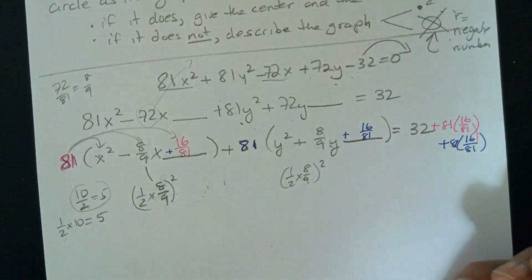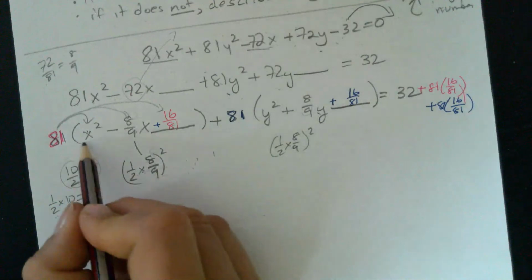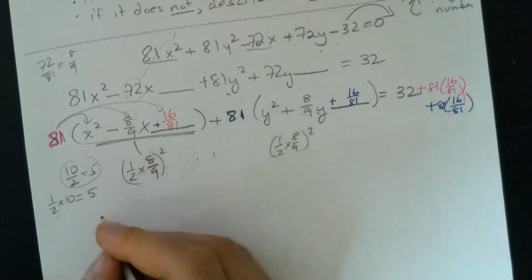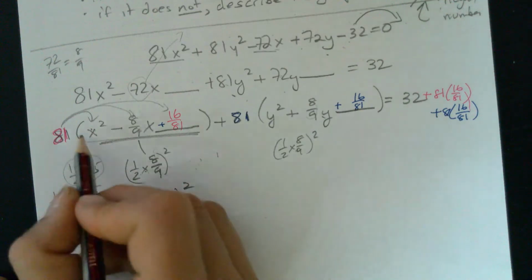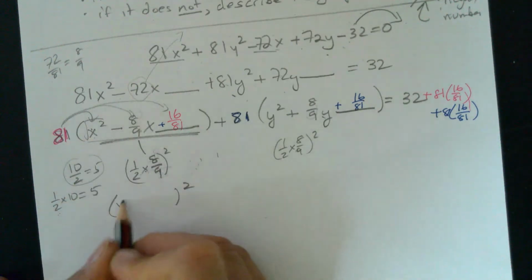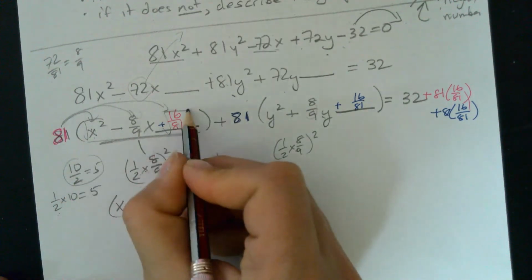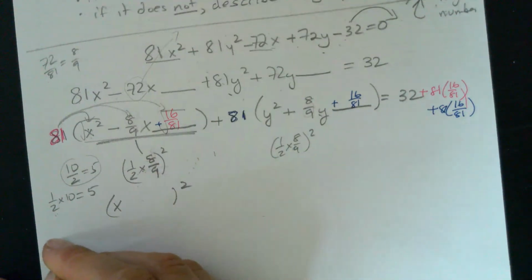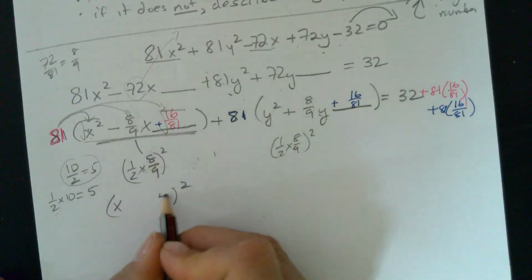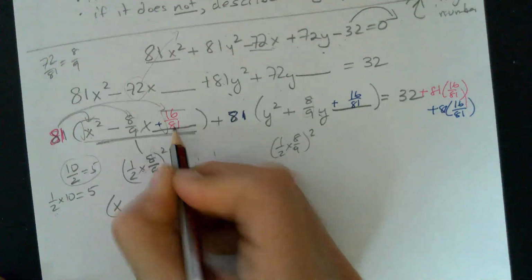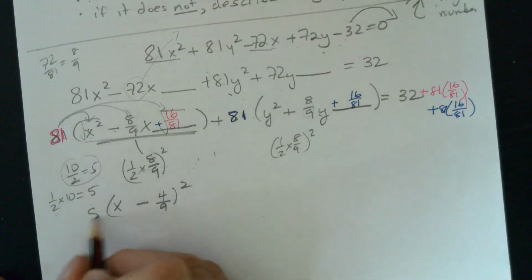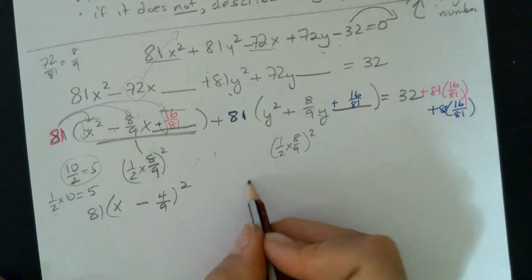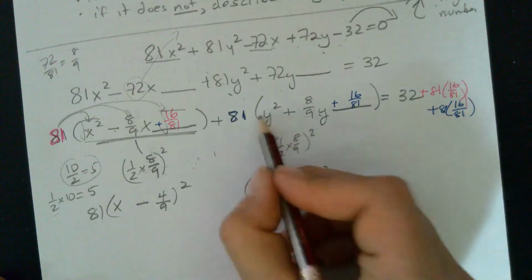So now I need to factor this. So to factor that, I take the square root of the first thing, which is x. I take the square root of this. So what's the square root of 16? 4. What's the square root of 81? 9. So then if there's a subtract, I put the subtract, and I have to put the 81 back in the front. So now I'm going to factor this one.